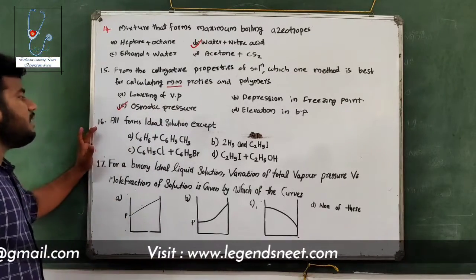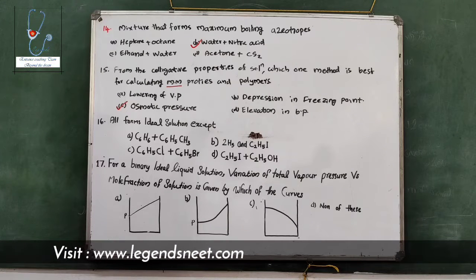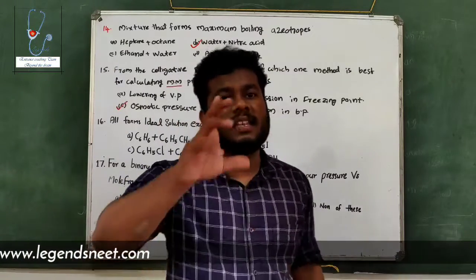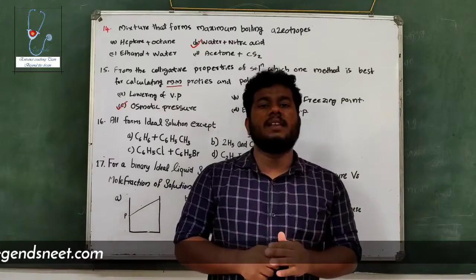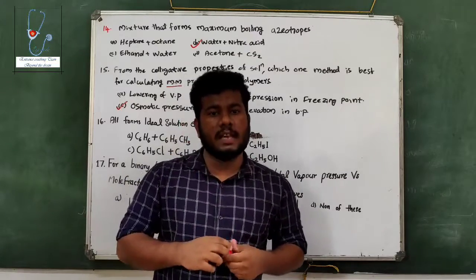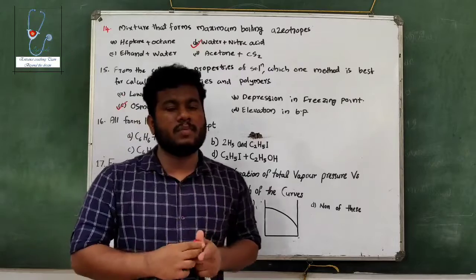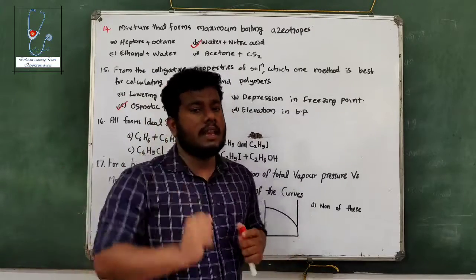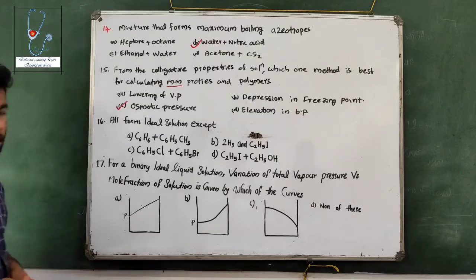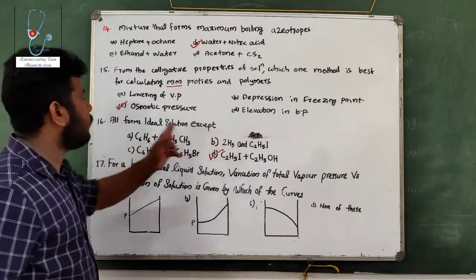Okay, next, 16th question: all form ideal solution except... What is an ideal solution? An ideal solution is one which obeys Raoult's law over the entire range of concentration. What is a non-ideal solution? A non-ideal solution is a solution which does not obey Raoult's law over the entire range of concentration. We have two types of non-ideal solution, positive deviation and negative deviation. Here the question is, all form ideal solution except. The answer is option D, because all others form ideal solution.